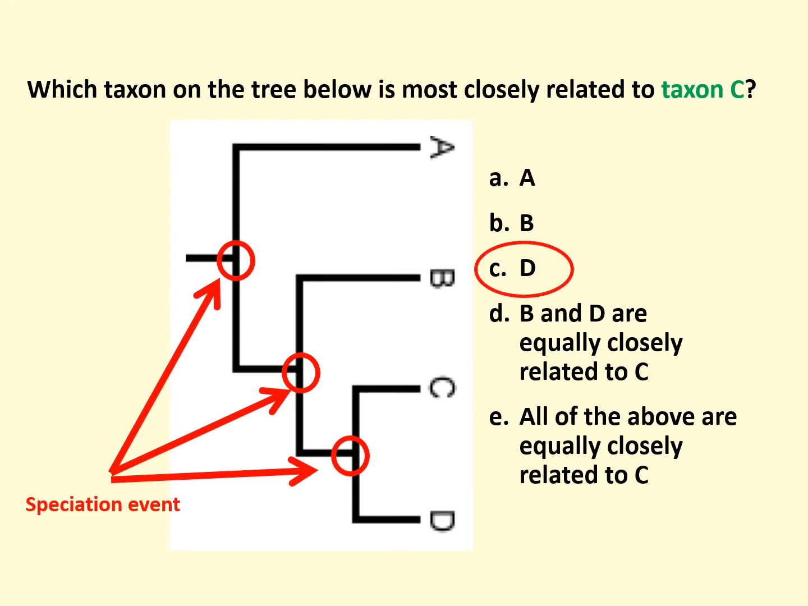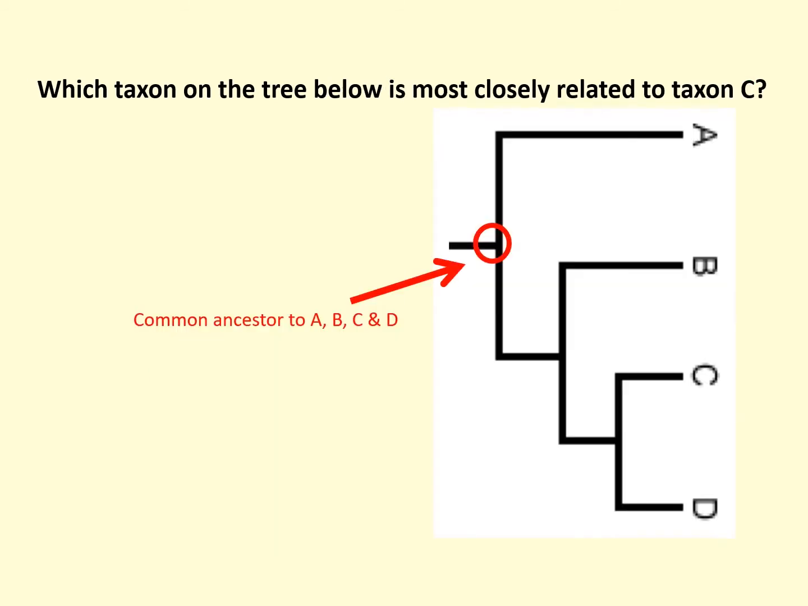All right, so D was the answer that you guys were looking for. I think that's what you guys told me, right? So before I talk about sympatric species, I want to finish my train of thought over here. Which taxon on the tree below is most closely related to taxon C? That was the question I asked you guys earlier.